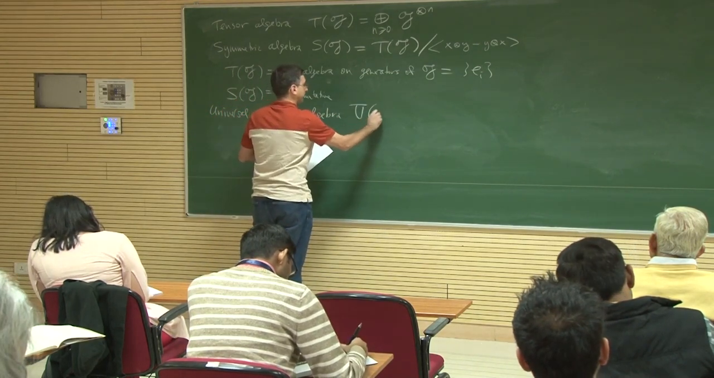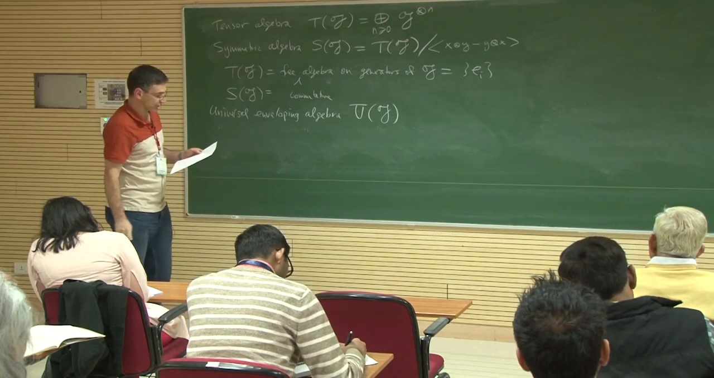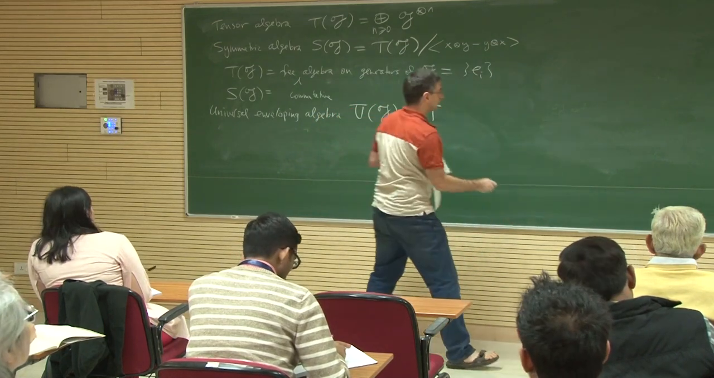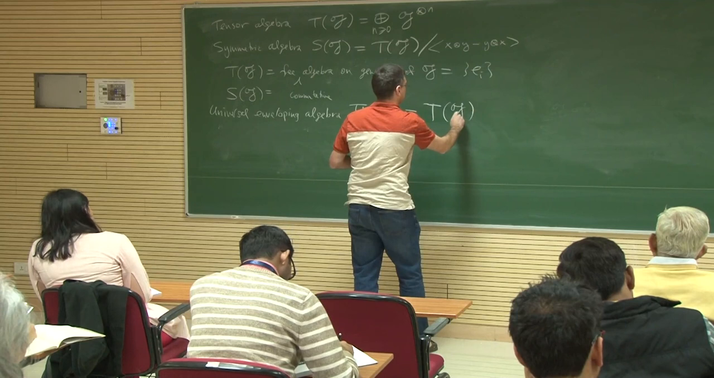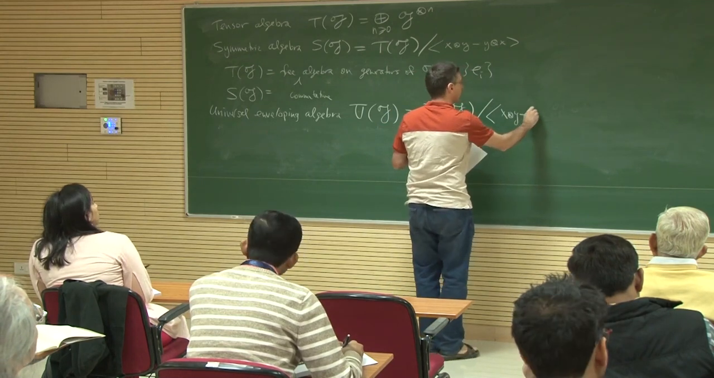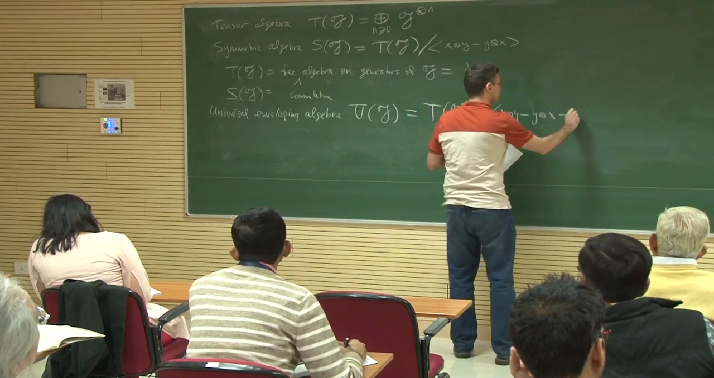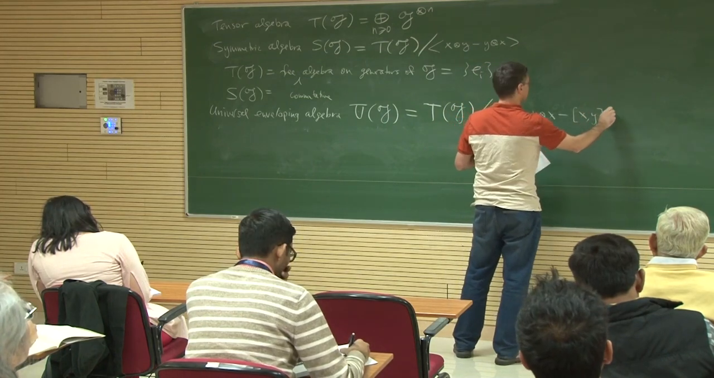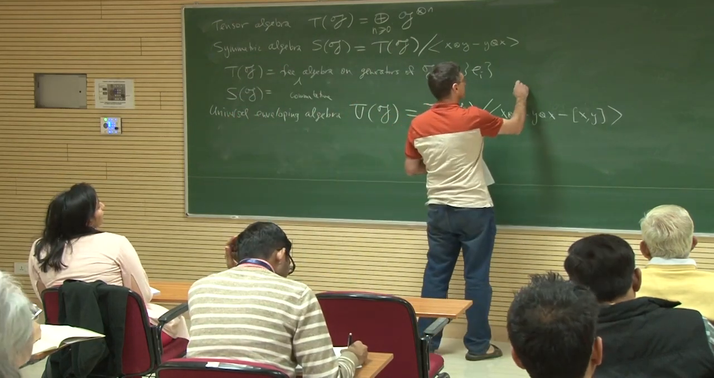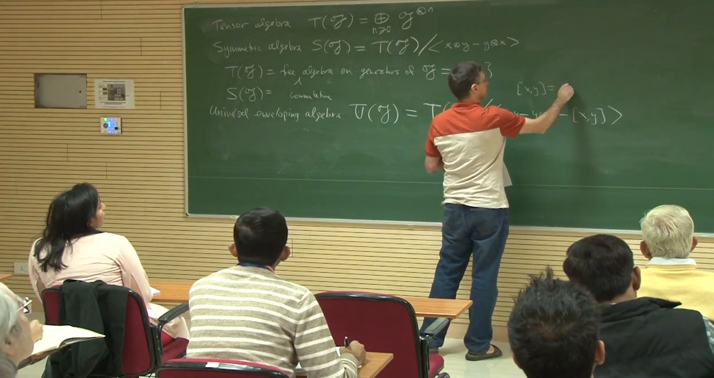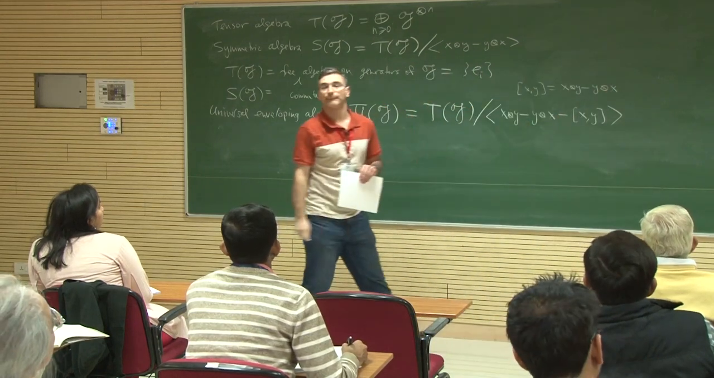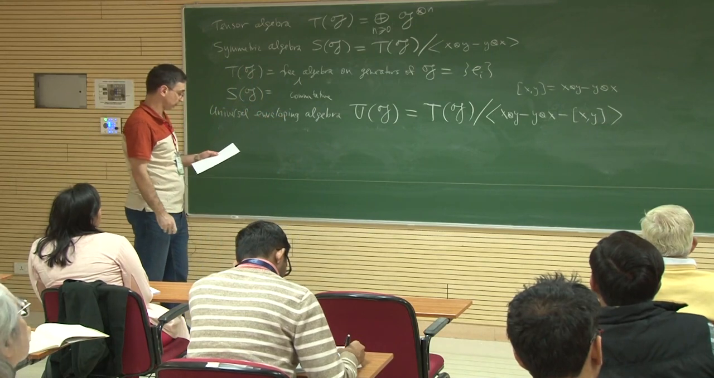Which is U of G. So the universal enveloping algebra is the tensor algebra where we quotient by x tensor y minus y tensor x minus the Lie bracket [x,y]. Okay? So in the universal enveloping algebra, this is just saying that the Lie bracket is always going to be expressed in the simplest possible way in the tensor algebra. Okay? So this is a statement in the universal enveloping algebra.